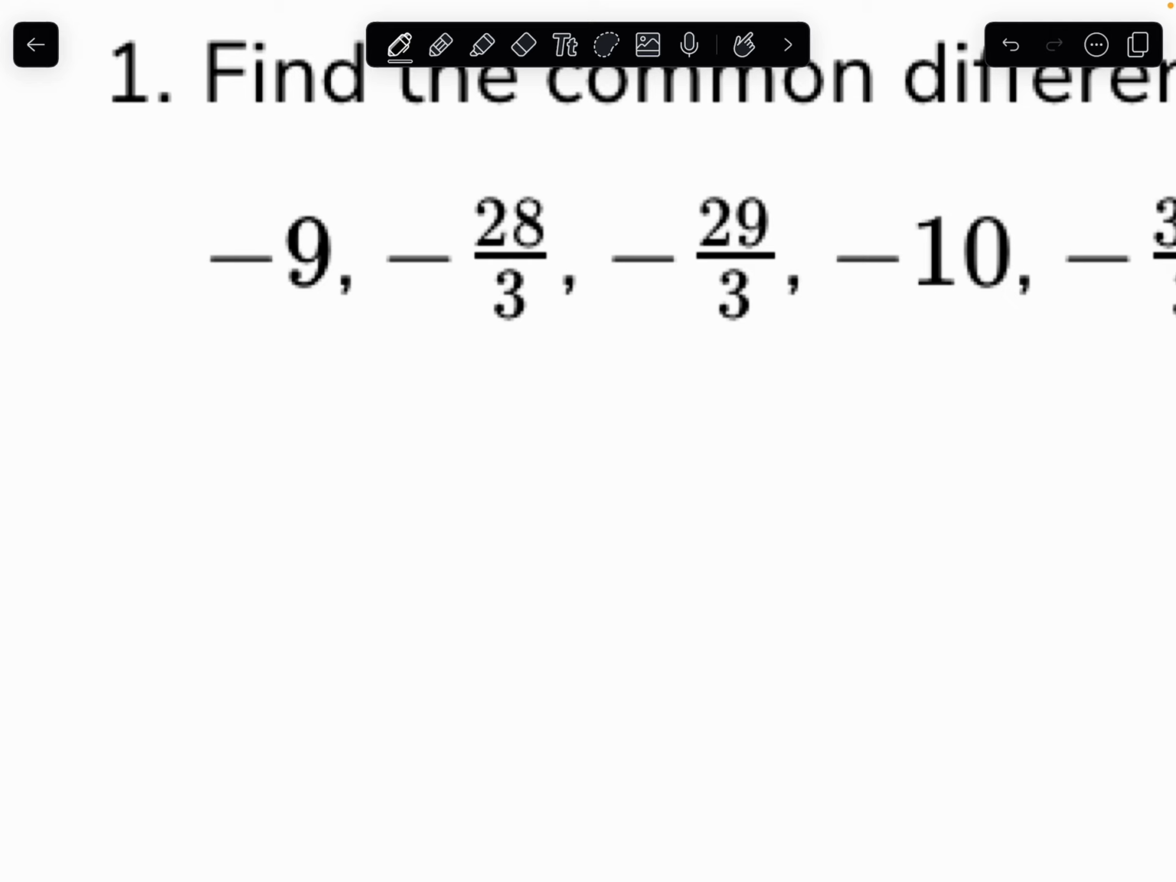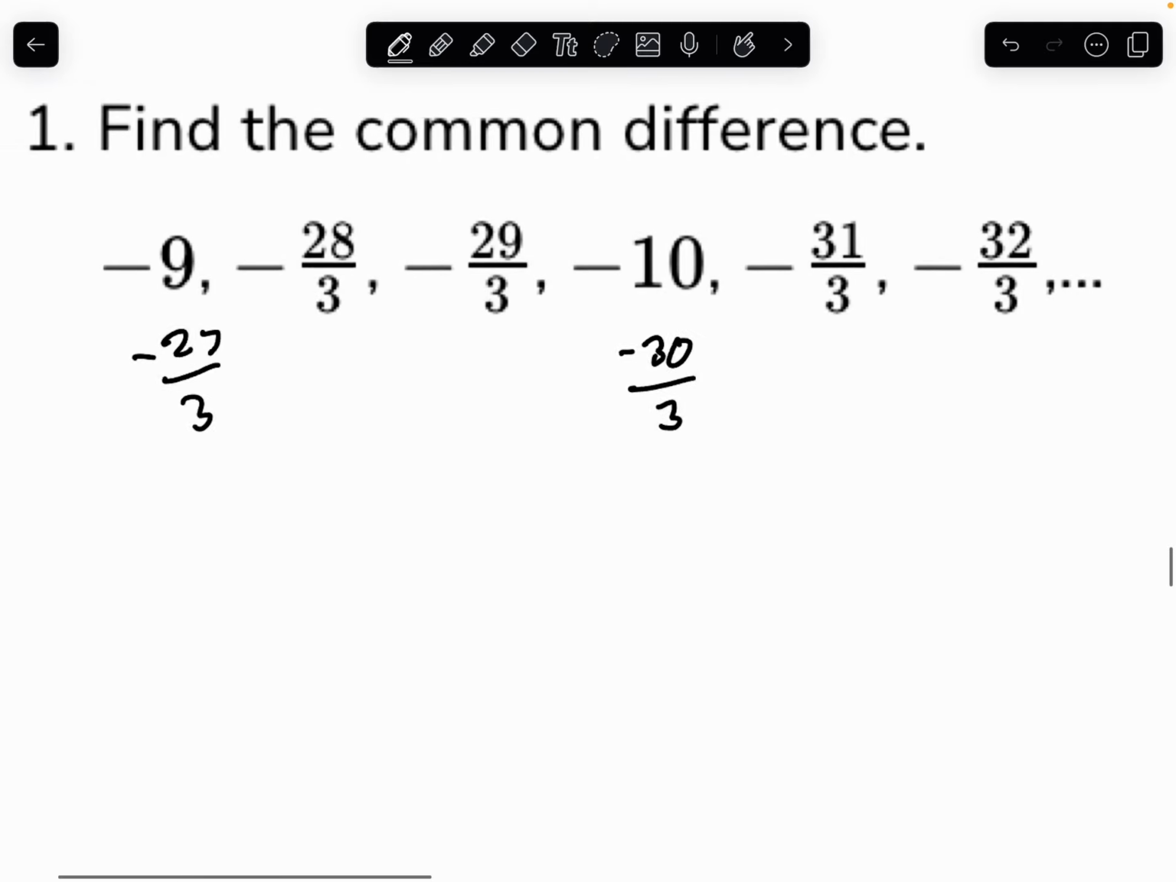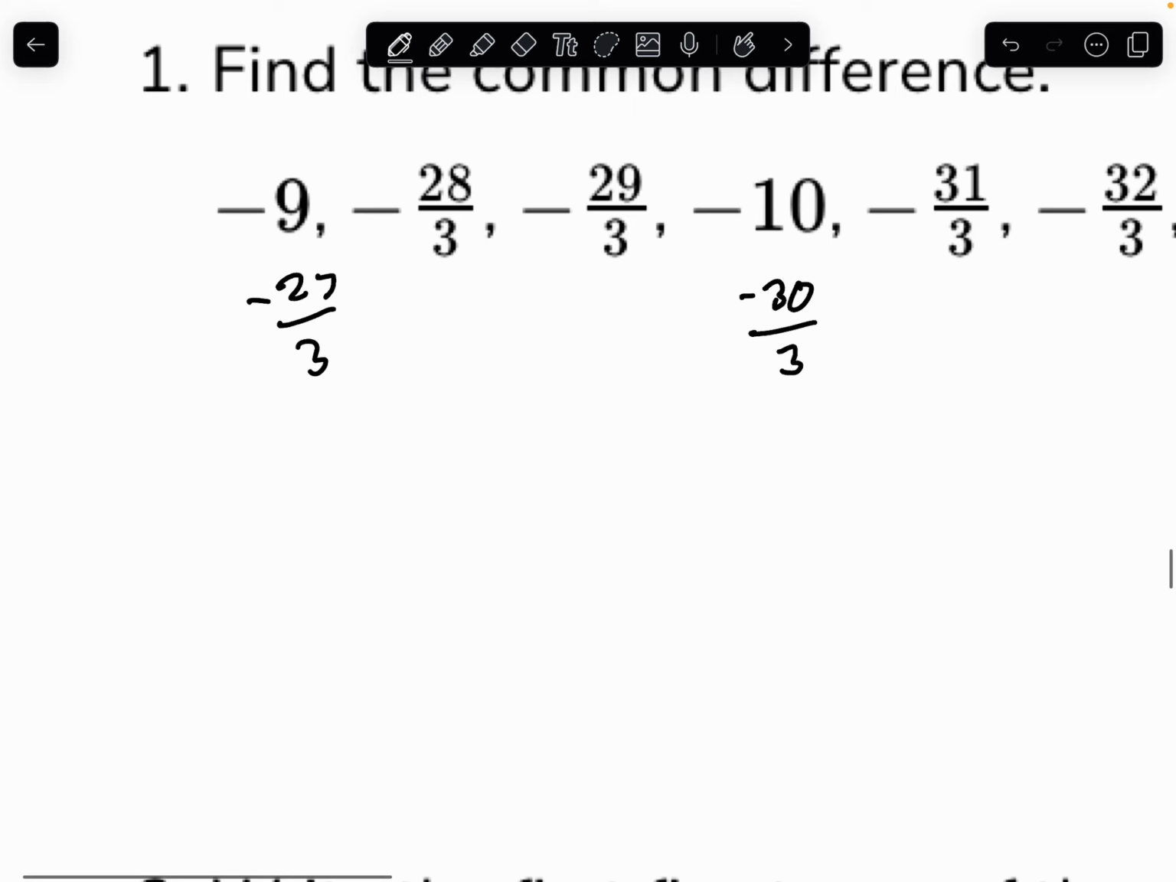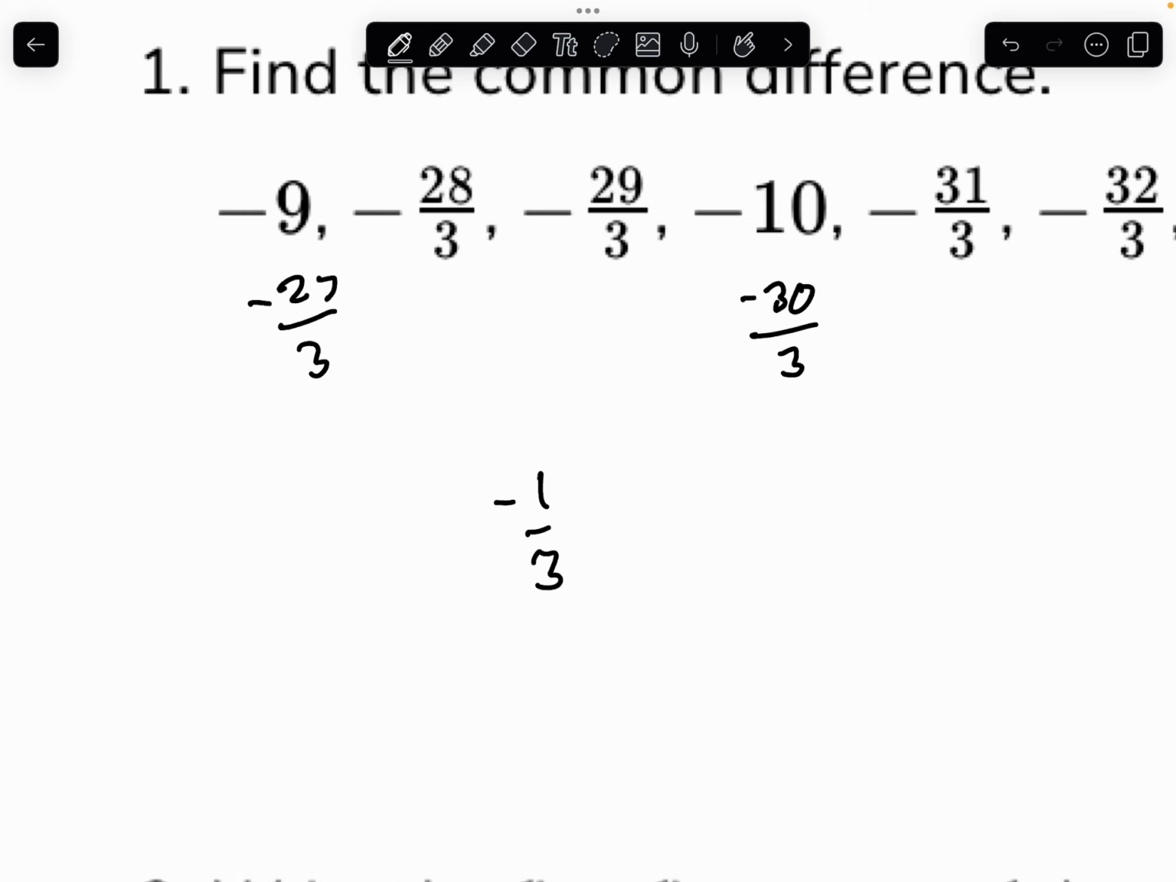So we can determine this pretty easily. So first I'm going to write -9 and negative 27 thirds, because 27 divided by 3 is 9 times -1 is -9. So we have -27 thirds, -28 thirds, -29 thirds, -10. I'll rewrite that as -30 thirds. So we notice that it's losing 1/3 every term. So our rate of change is -1/3.